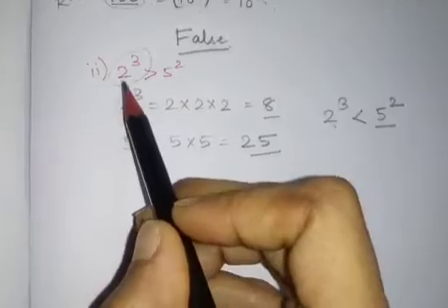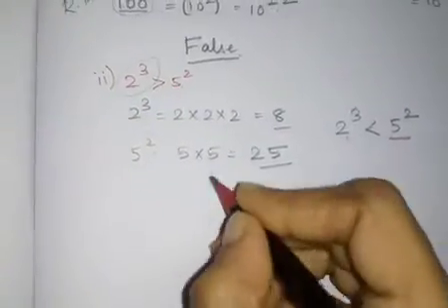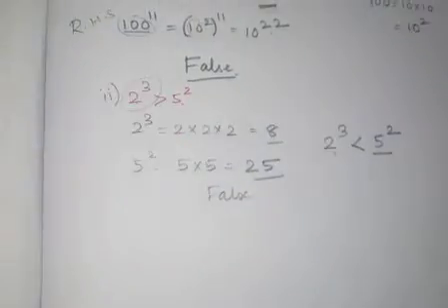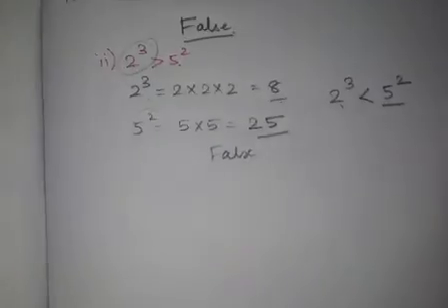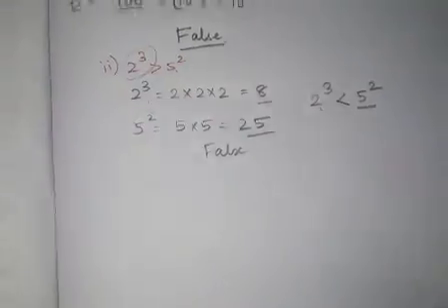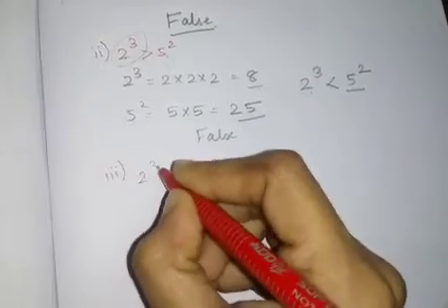But what is given? 2 cube is greater than 5 square. So the given statement is false. Okay, the given statement is false. Likewise, you should justify your answer. You should check and you have to say whether the given answer is correct or wrong.